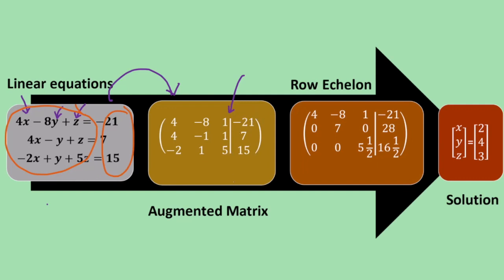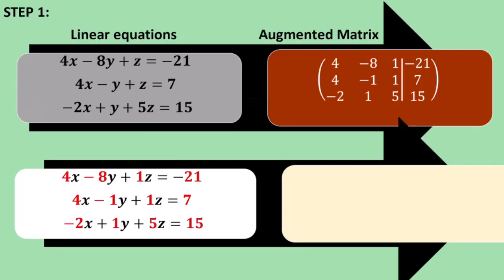Next, we would be converting the augmented matrix into the row echelon form using some elementary row operation. And finally, we would calculate the solution from the row echelon matrix using the backward substitution method. Let's look at the first step in detail.